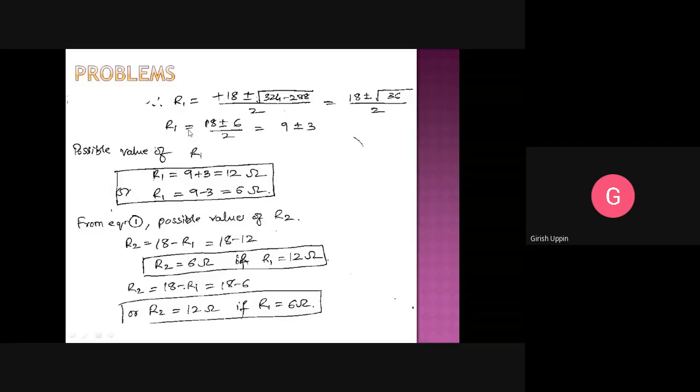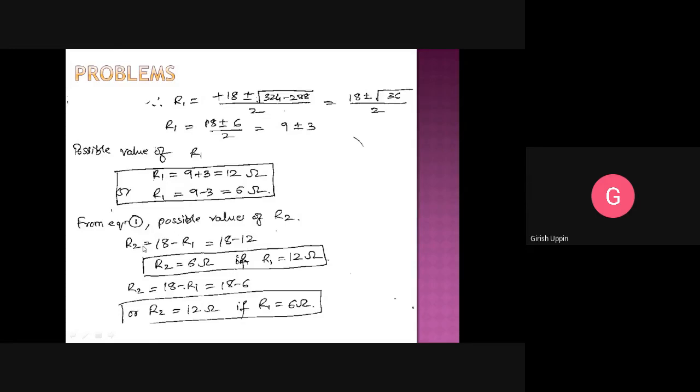So what you get, R1 is equal to 18 plus or minus 6 divided by 2. If I choose plus, on this side it is 9. Okay, 18 divided by 2, 9. On the right hand side it is 6 divided by 2, that is 3, so 9 plus or minus 3. So if I use the plus sign, 9 plus 3, 12 ohm, and if I use the minus sign, R1 value will be 9 minus 3, 6 ohm. So I will get R1 is 12 ohm or R1 can be 6 ohm. Those are the two possible values.